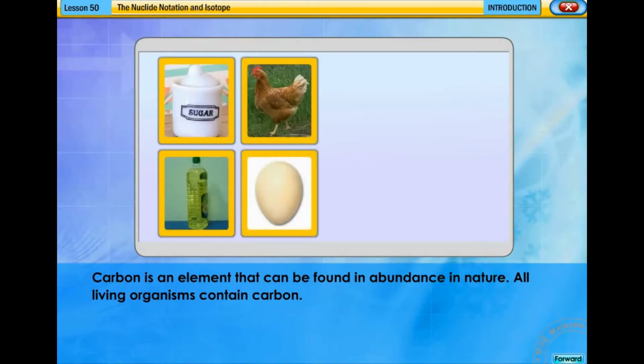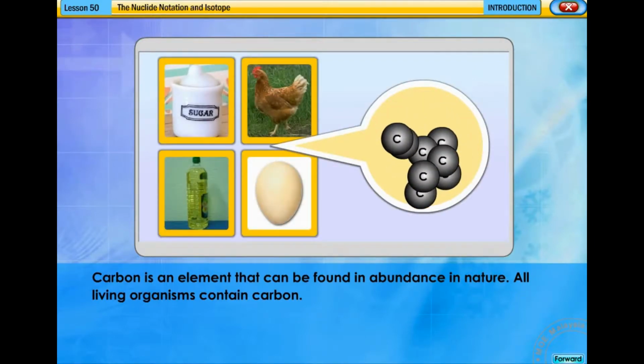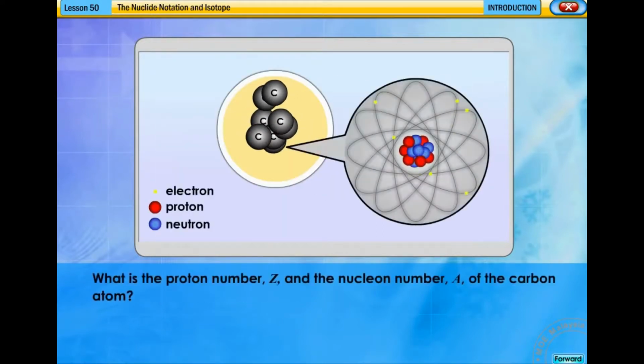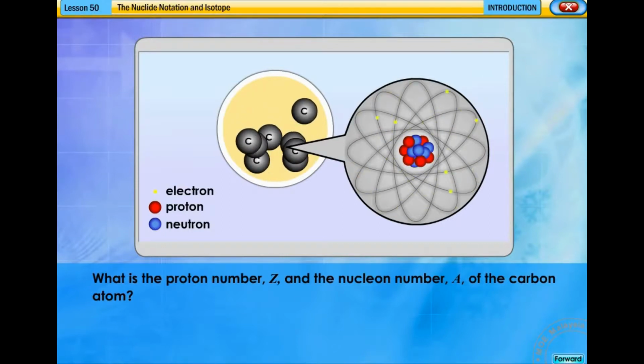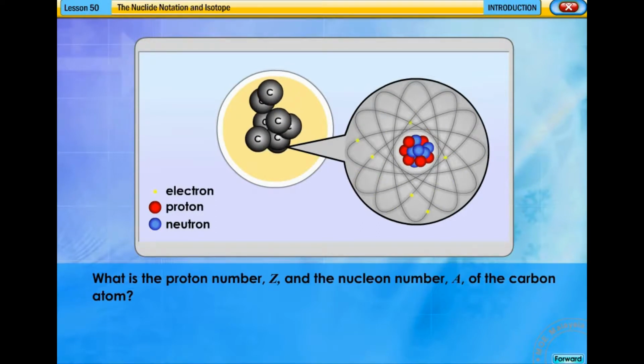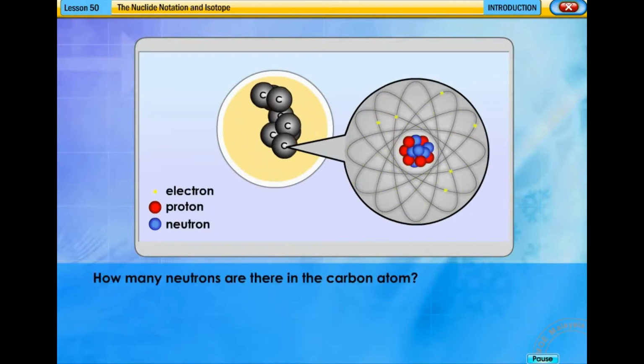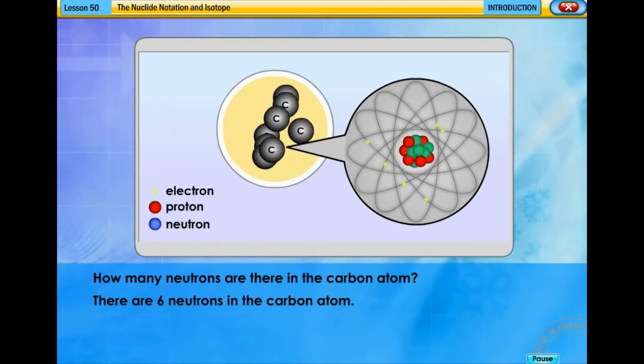Carbon is an element that can be found in abundance in nature. All living organisms contain carbon. What is the proton number Z and the nucleon number A of the carbon atom? The proton number Z of the carbon atom is 6, whereas the nucleon number A of the carbon atom is 12. How many neutrons are there in the carbon atom? There are 6 neutrons in the carbon atom.